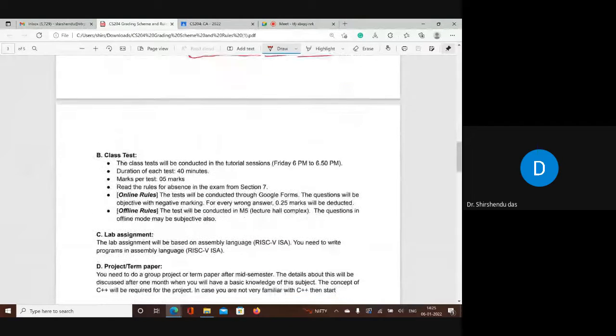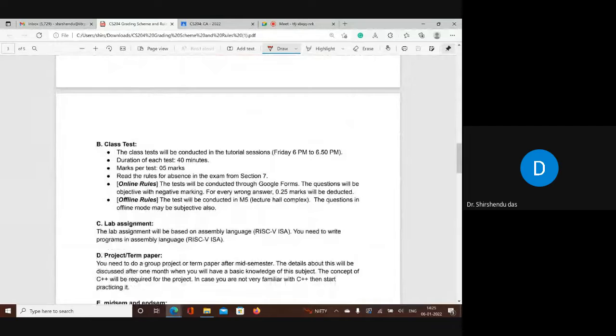Then the class test. The class test will again be conducted in the tutorial session. Why am I conducting all the class tests and quizzes in the tutorial session? Because it will save the time of the main classes. Otherwise, if I take these three class tests in the main class time, three classes will be wasted. The duration of each test will be 40 minutes, and marks per test will be 5 marks.